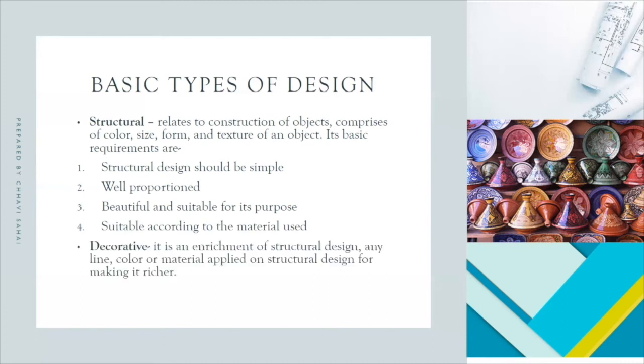And also the material that we are using for that designing space has to be suitable. Like if you are designing a restaurant with a village theme, we cannot be using contemporary style of furniture. It has to be rustic or village style furniture that we need to be putting in. Second aspect is that it has to be decorative. The design has to be decorative. It has to be having an enrichment of structural design, be it by form of line, color, material applied, etc.